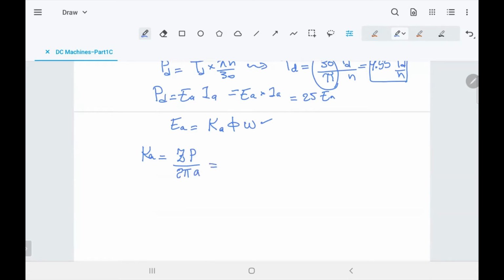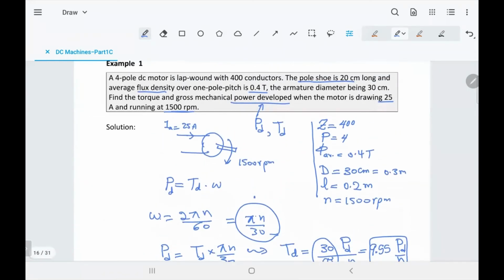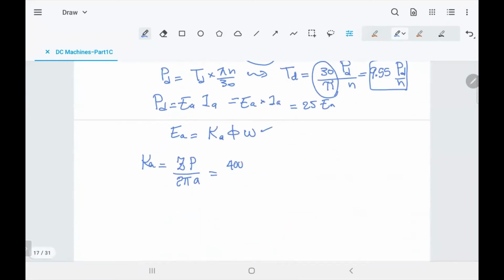Yes. And Z, the number of conductors, is given. The number of conductors is equal to 400. The number of poles is 4. Then 2 pi times A. A is the number of parallel paths in the winding. It's mentioned that it's lap winding, so if it's lap winding, then A will be equal to P, which is 4. And that will be our K_a. It will be, I think, 200 over pi. You can give me the number if you like, but I can keep it like that. That's the constant. I'm done with the constant.